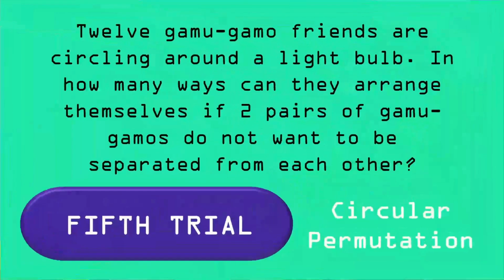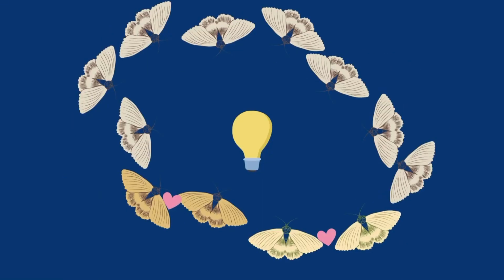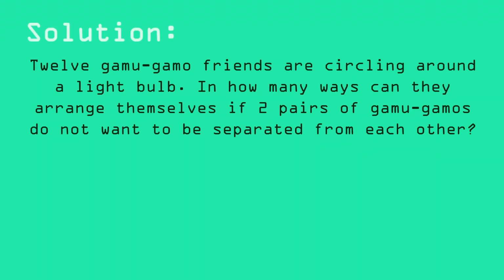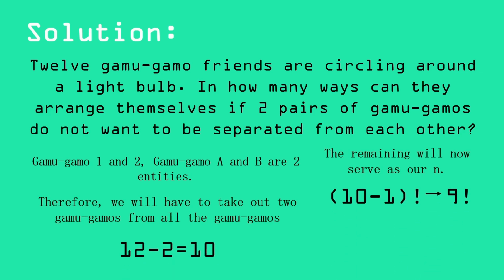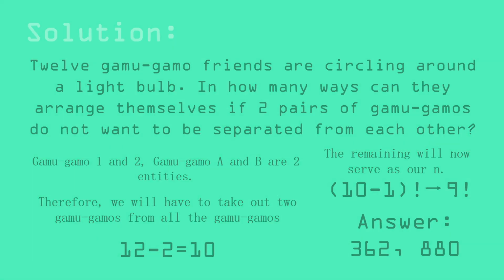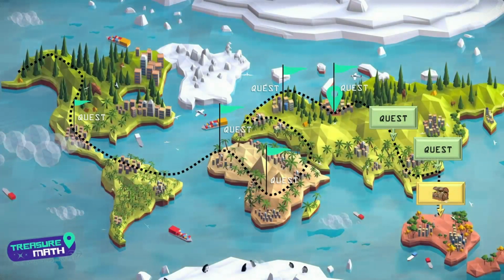12 Gamu-Gamu friends are circling around the light bulb. In how many ways can they arrange themselves if 2 pairs of Gamu-Gamus do not want to be separated from each other? Using the circular permutation formula, the answer is 362,880. Nice one! You're doing good. We're almost there! Now on the sixth quest.